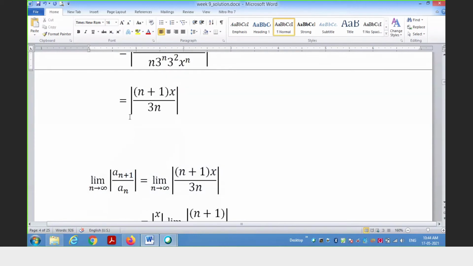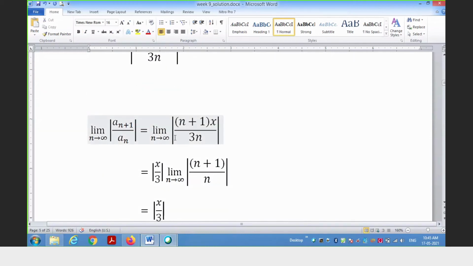Okay, and then we need to take the limit as n goes to infinity of these terms. a_{n+1} over a_n is the value. Replace this with this term. Now only n will change, so x and 3 remain unchanged. So we can take x over 3 out. Because this is the same as, you can express it like this.